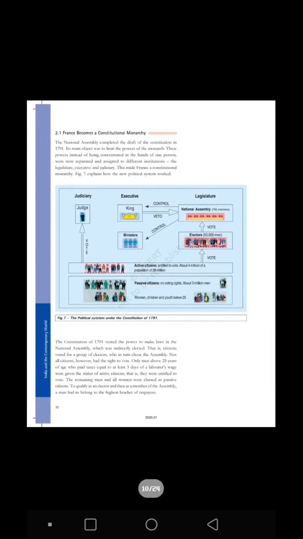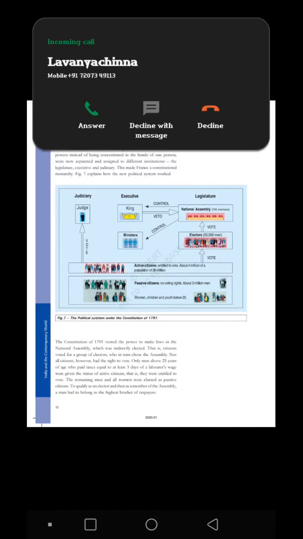France becomes a constitutional monarchy. The National Assembly completed the draft of the Constitution in 1791. Its main object was to limit the powers of the monarch. These powers, instead of being concentrated in the hands of one person, were now separated and assigned to different institutions: the legislature, executive, and judiciary. This made France a constitutional monarchy.